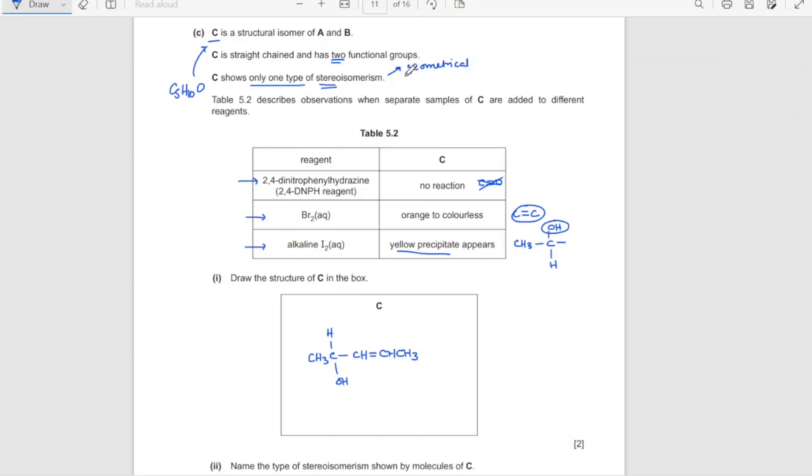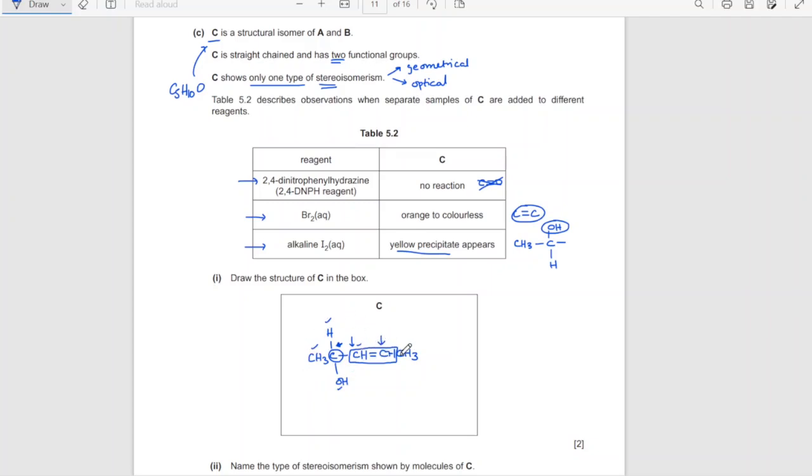For optical isomerism, that is definitely there in this particular compound C, because this carbon atom is a chiral center. It is bonded to 4 different groups. We want to make sure that there's no geometrical isomerism anywhere, so there's only this chiral center. Now the problem is that if we look at this double bond, each of the carbon atoms in the double bond is bonded to 2 different groups. The first one is bonded to H and the CH3CHOH group, and the other carbon atom is bonded to an H and a CH3.